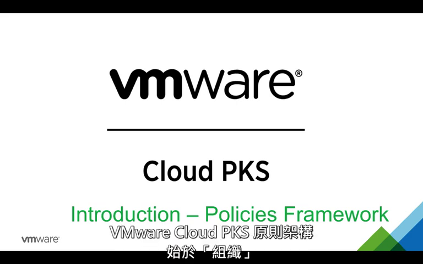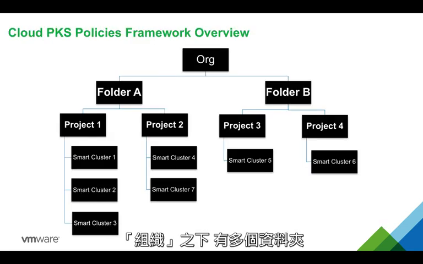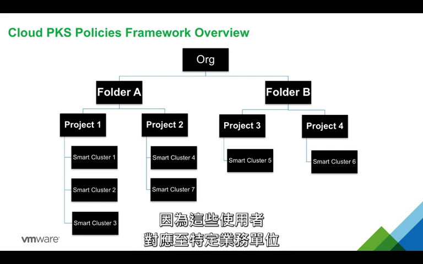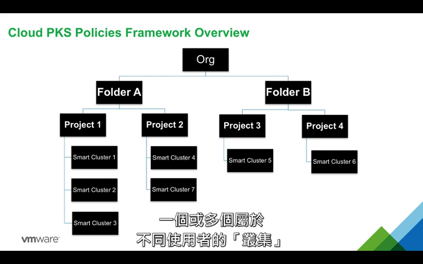The VMware Cloud PKS policy framework starts with the organization. Within an organization, you have folders. Folders can be a logical set of users that are grouped together because they are aligned on a specific business unit or geography. Within a folder, you can have another level of hierarchy called projects. A project can contain one or more clusters that belong to different users.